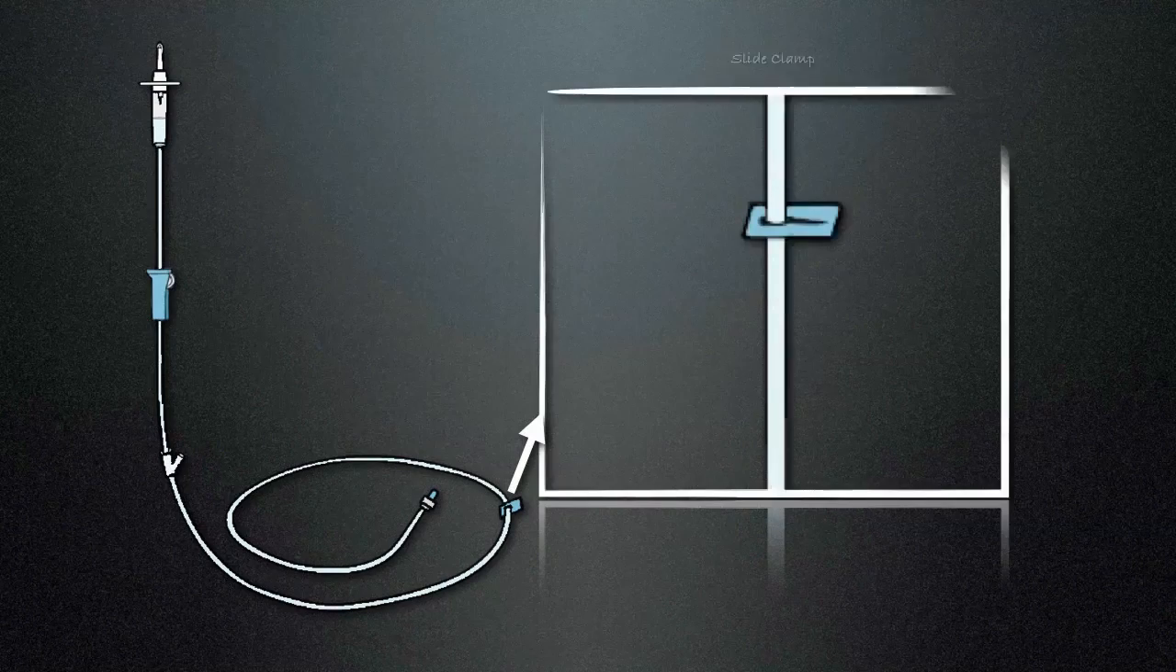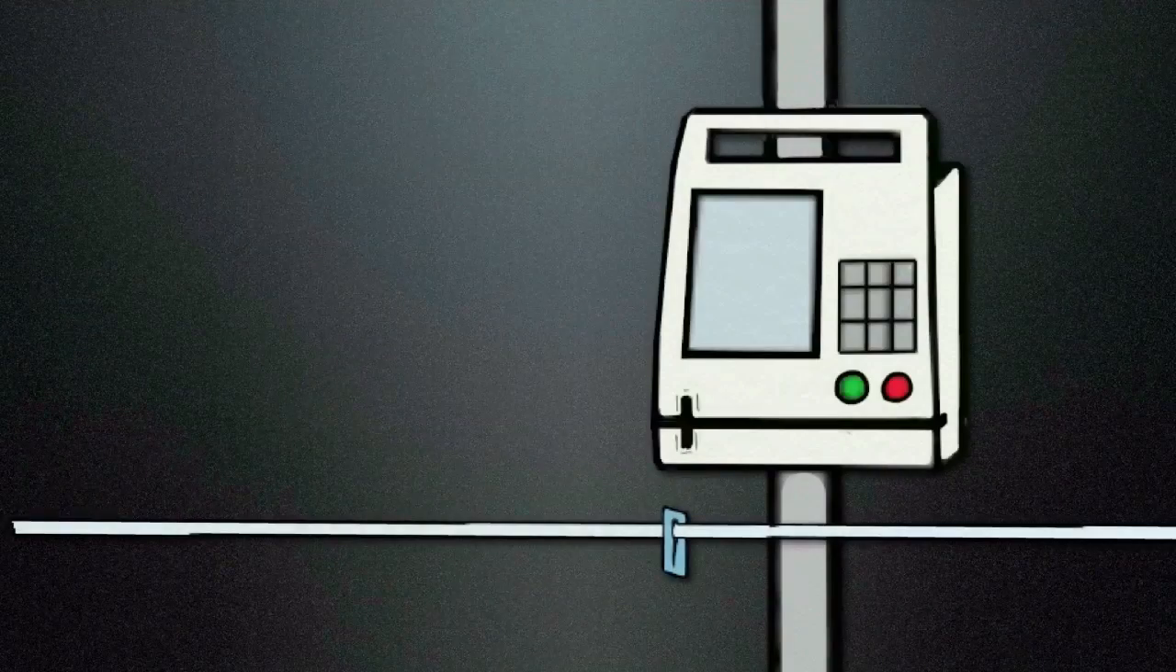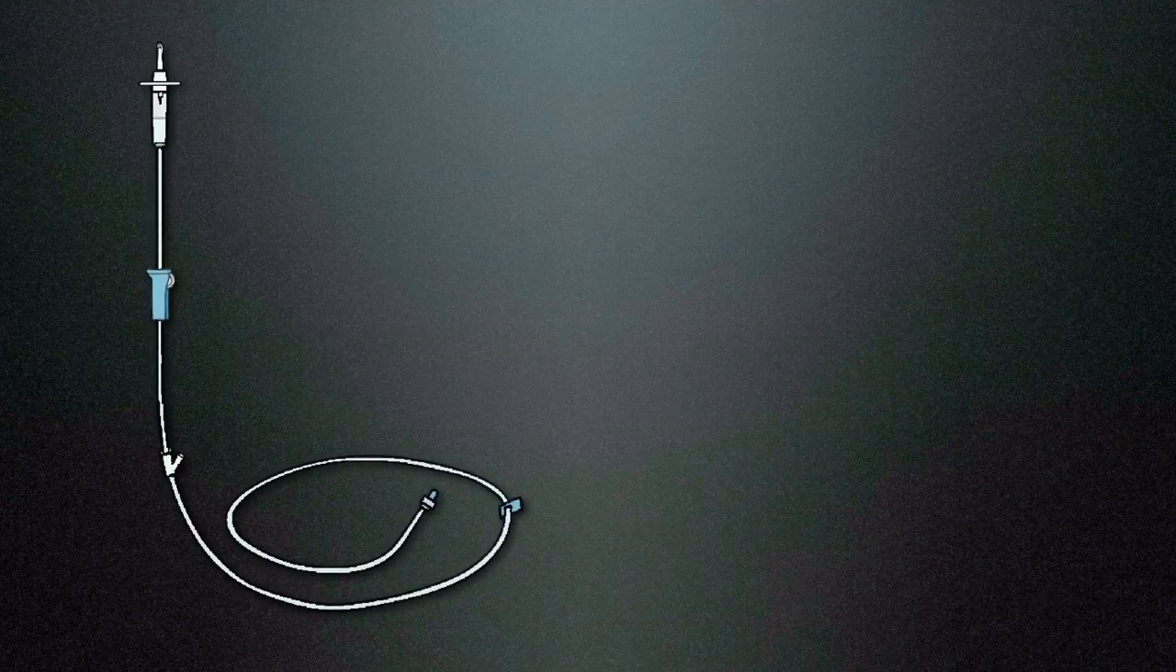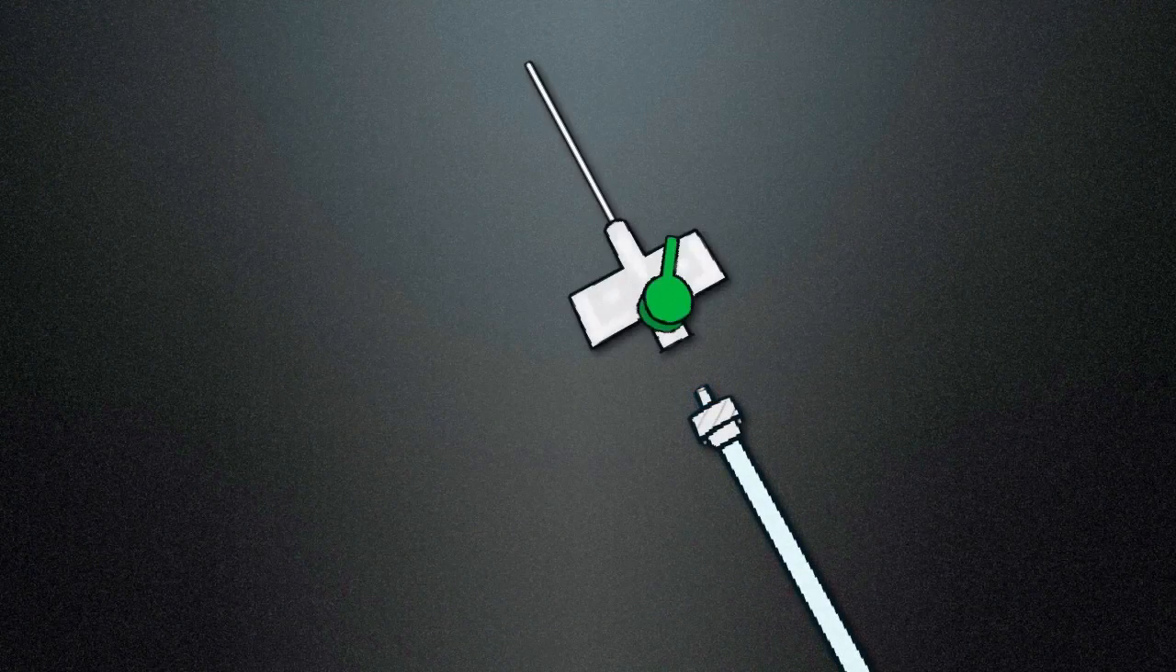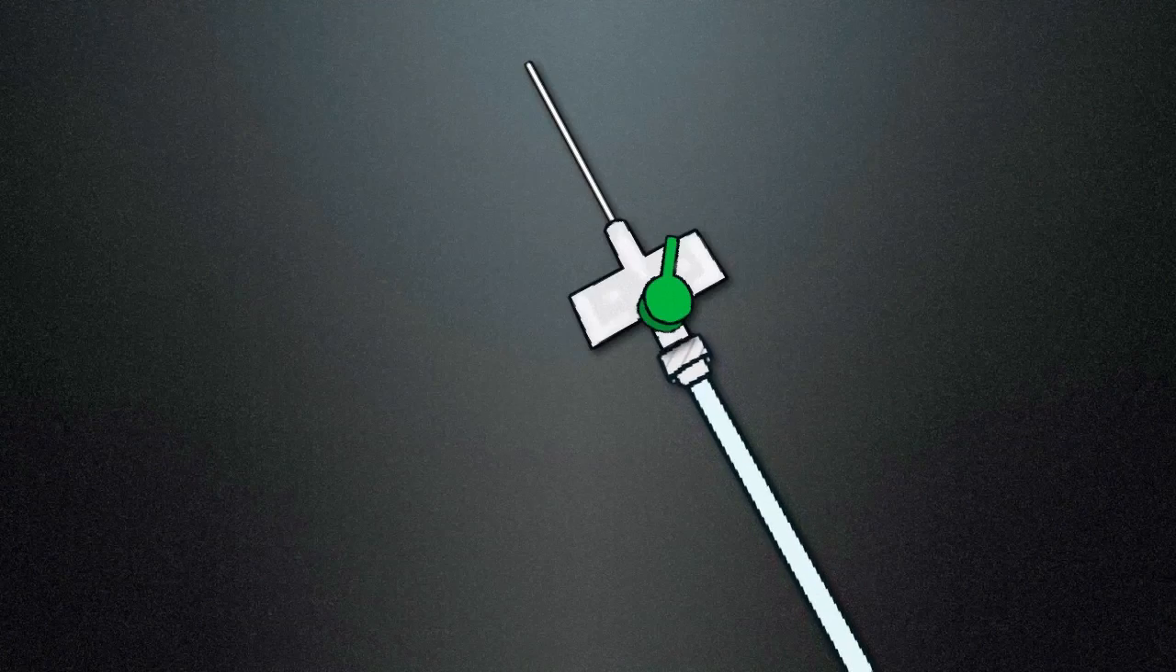Many IV tubing sets have a slide clamp in addition to the roller clamp. A slide clamp is what is inserted into an IV pump to control the rate of fluid, such as in a hospital setting. Finally, at the end of the tubing we have the threaded lock, which is also capped. Once the IV catheter is in place, the cap is removed, and the threaded lock can be twisted on and attached to the cannula.